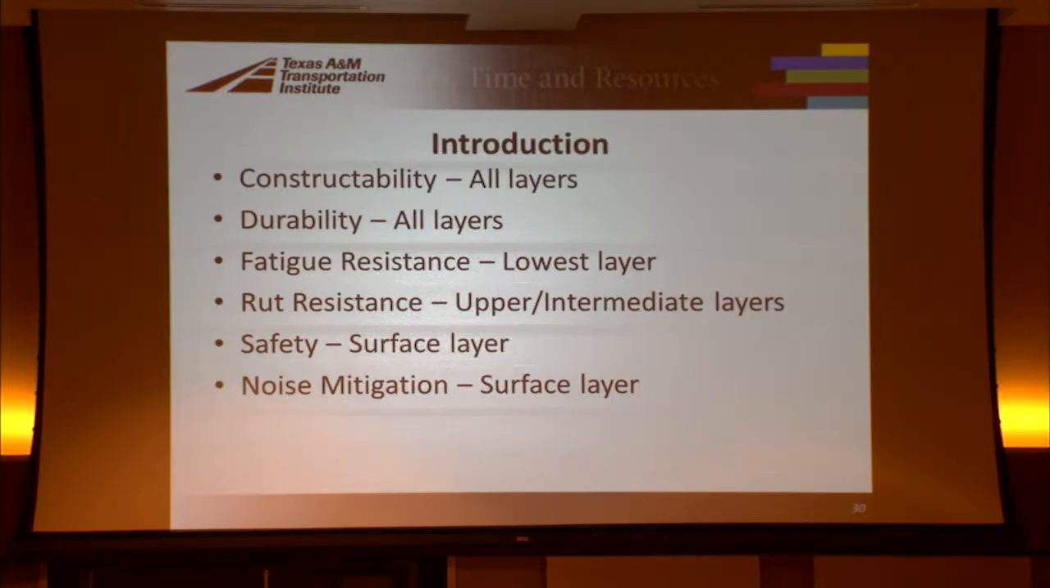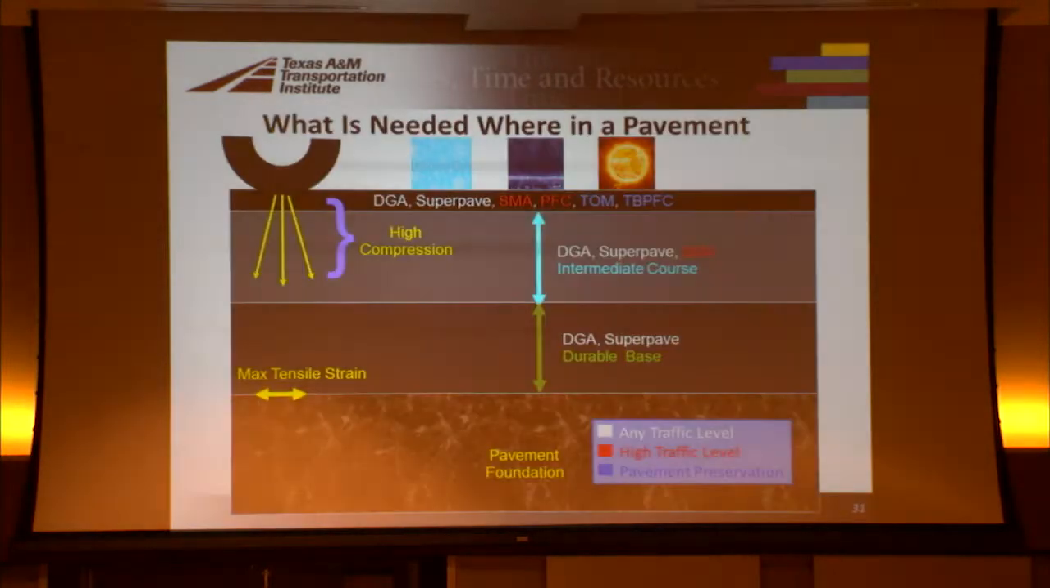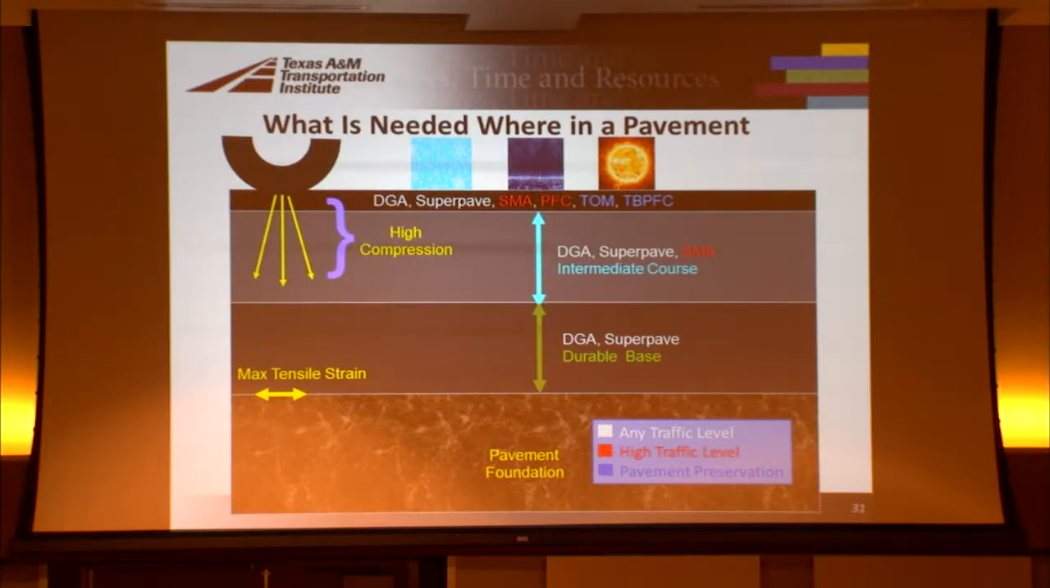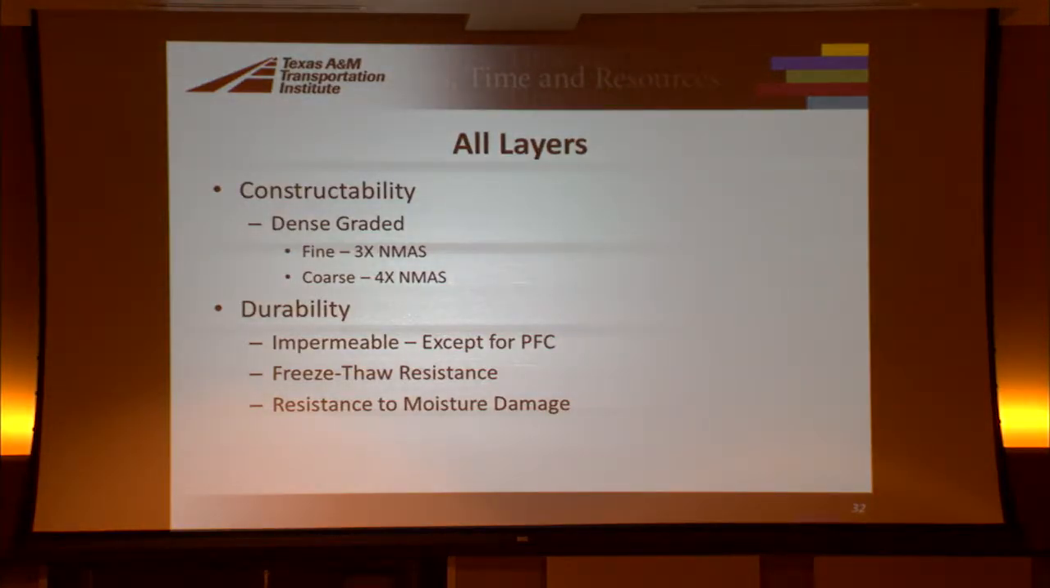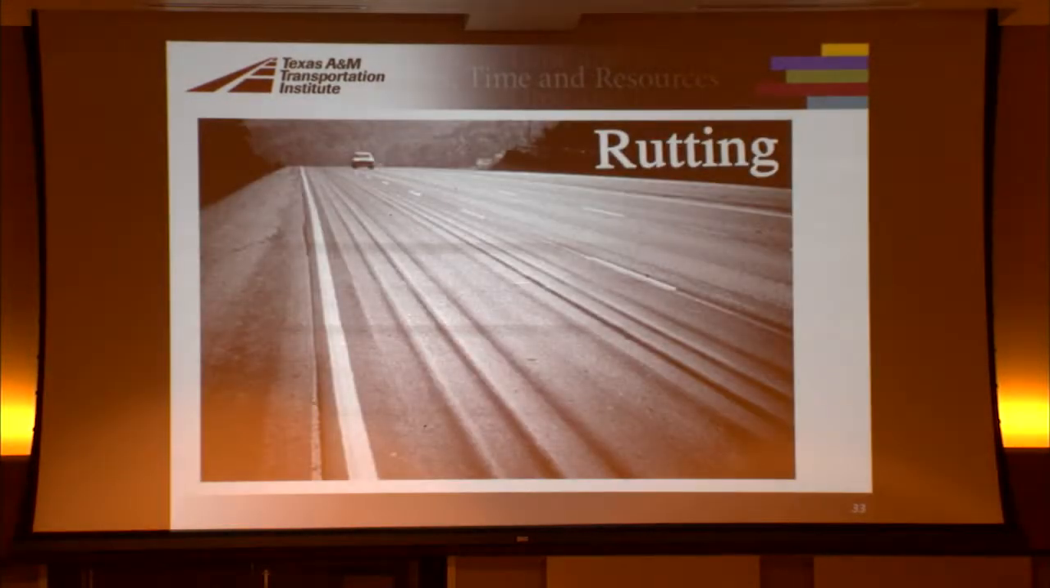So you're looking at constructability, obviously, for all layers, durability for all layers, fatigue resistance and rut resistance, safety, obviously, and noise mitigation. I've shown this slide before. Obviously, we're looking at dense graded, maybe fine at 3 times the nominal maximum aggregate size, and coarse is 4 times. In durability, you're mainly looking for permeability, except for porous friction courses. In some areas of the state, we have to deal with freeze thawing. I'm going to talk about Fort Worth a little bit in that regard a little later.